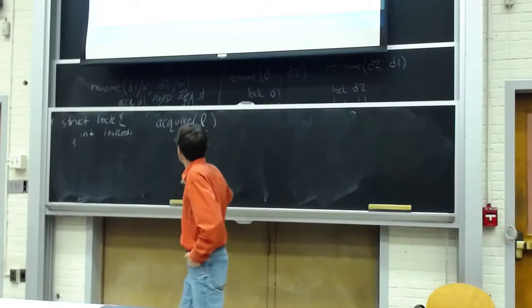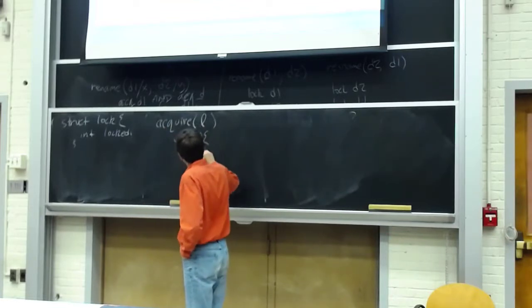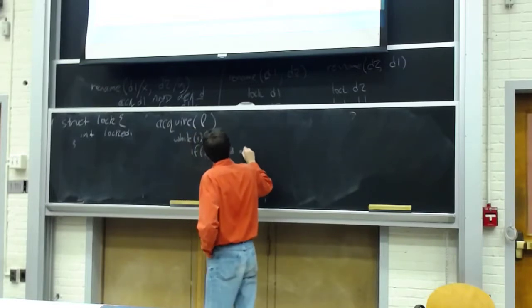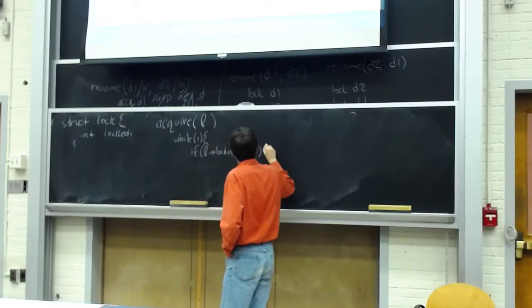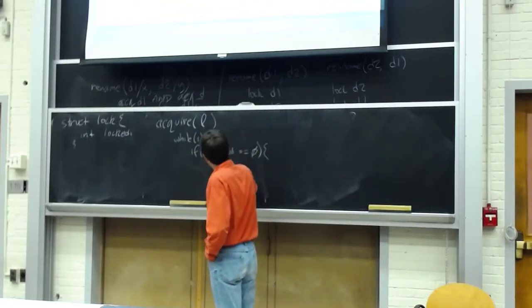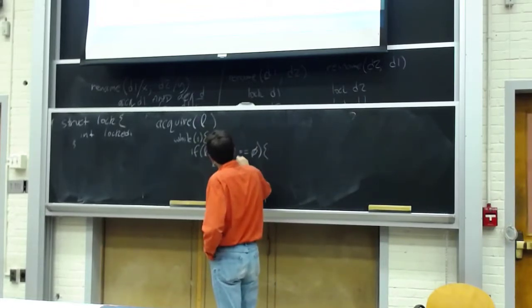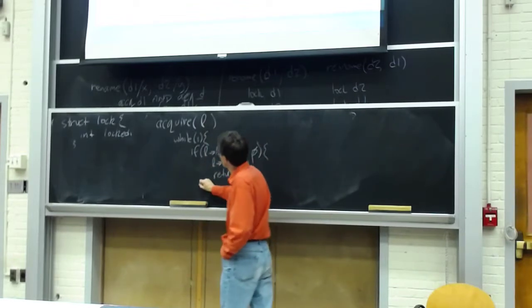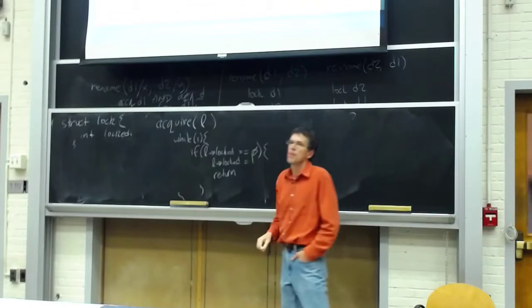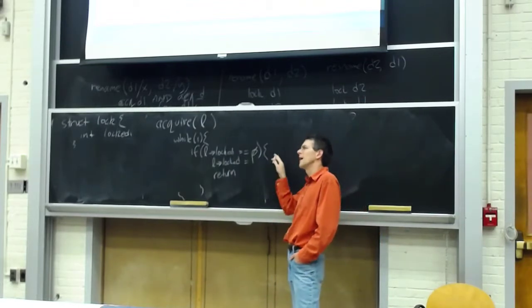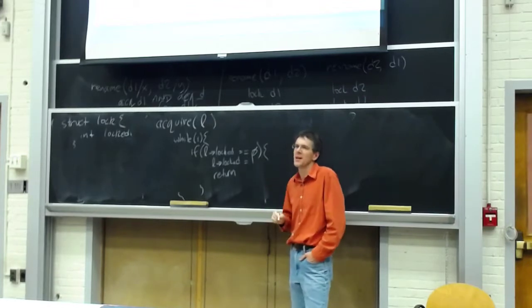So I can say while one, and I can test the lock. Right? If L arrow lock is 0, then that means the lock's not held. It's good for me, right? You just set the lock. And it worked. So logically, at least, that's more or less what happens inside an acquire.